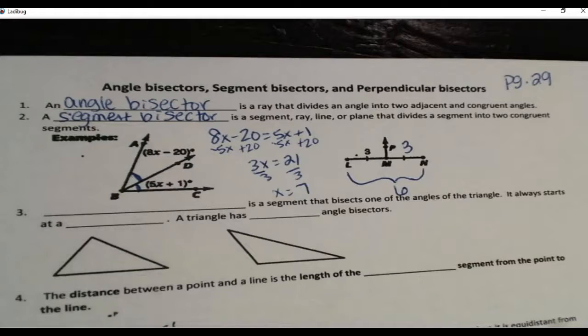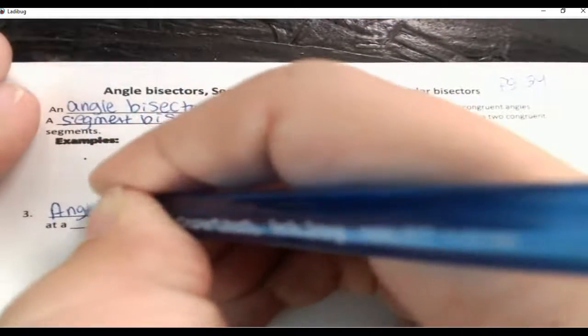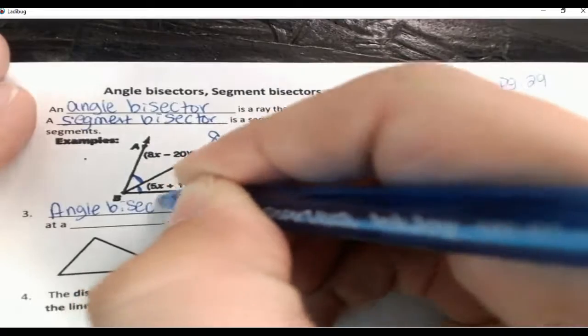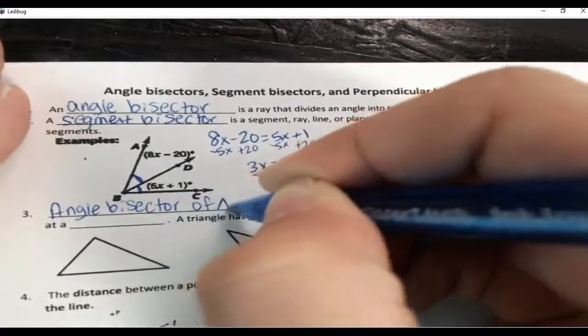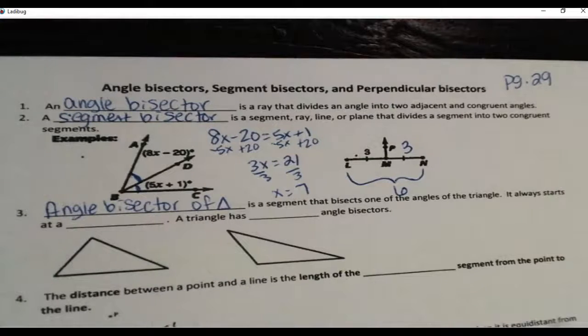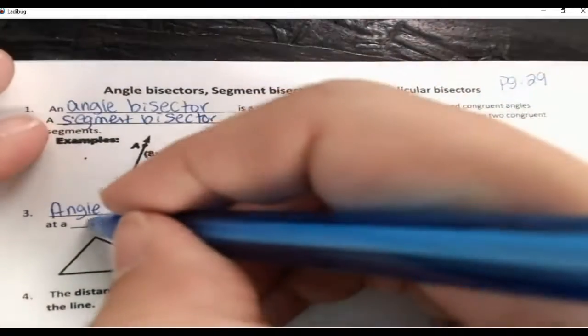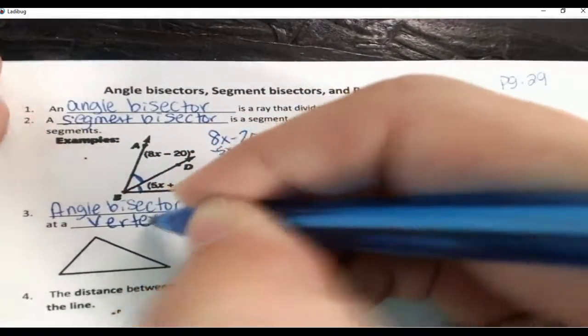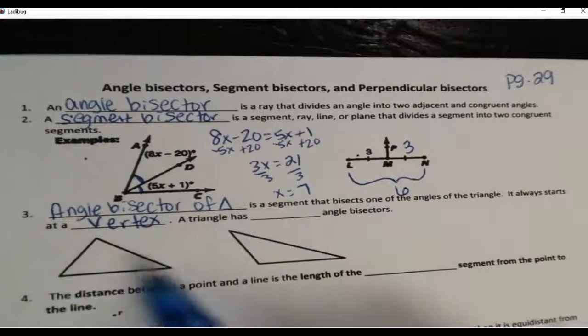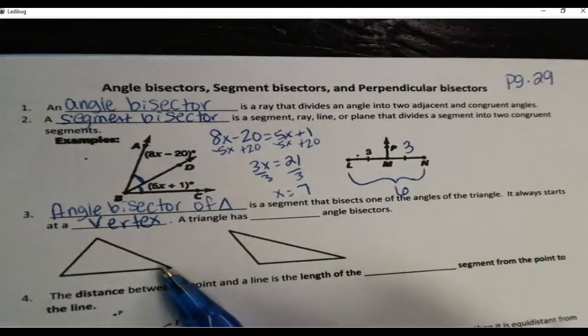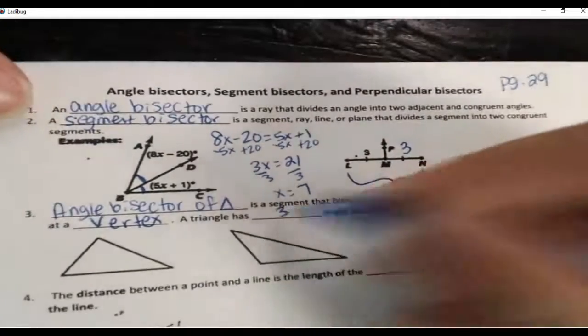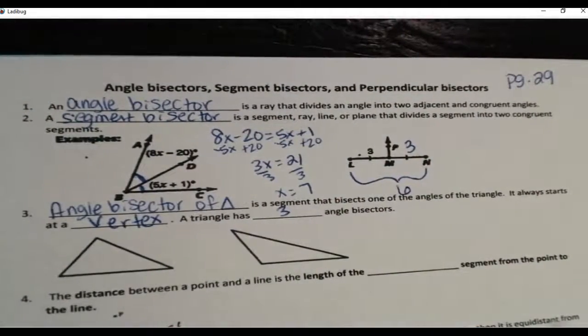Okay. So triangles, we know, are made up of 3 angles. So we could say the angle bisector of a triangle is a segment that bisects one of the angles of a triangle. And it always starts at a vertex. So vertices are your 3 points here. And a triangle has 3 of those. So it has 3 angles that you can bisect.